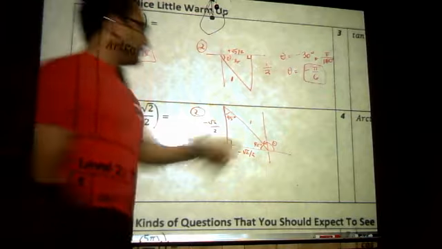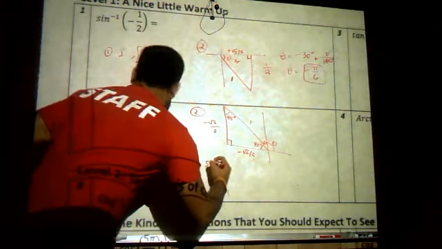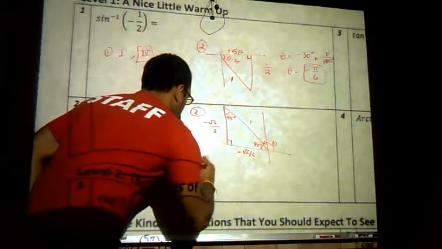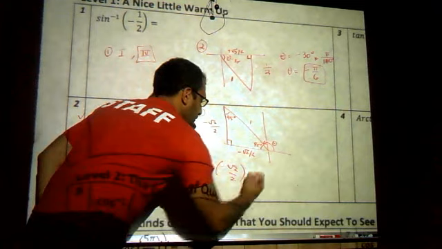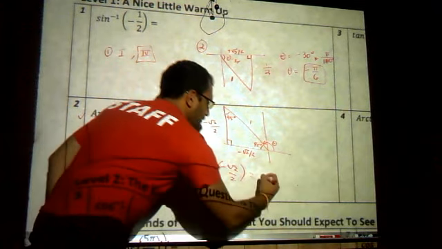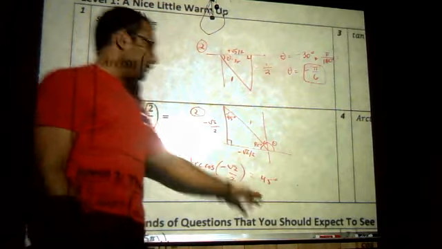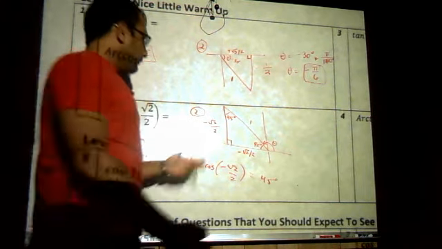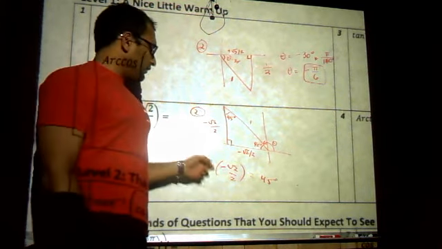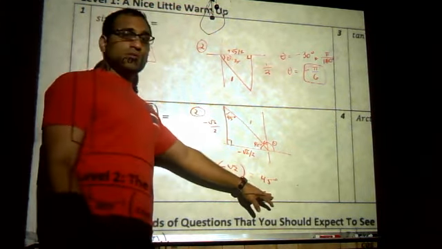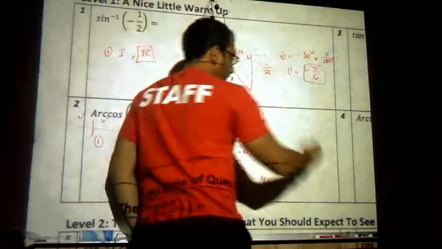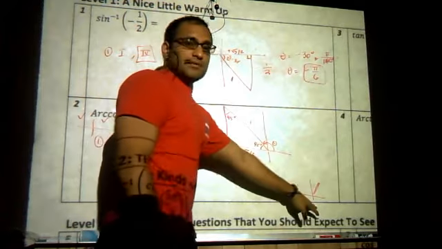So can I just say that the arc cosine of negative square root of 2 over 2 is equal to 45 degrees? No, I cannot. Why not? Because the cosine of 45 degrees would be in the first quadrant. Is that going to be positive or negative? That's going to be positive.